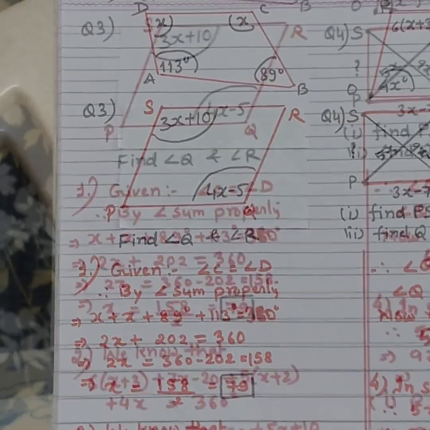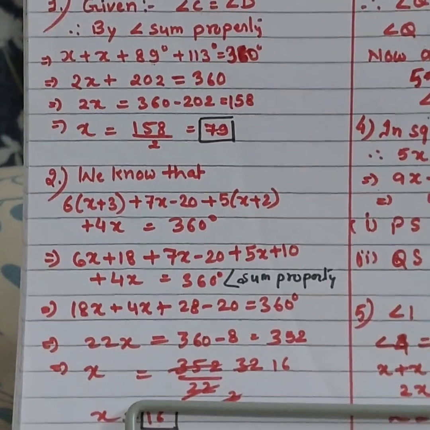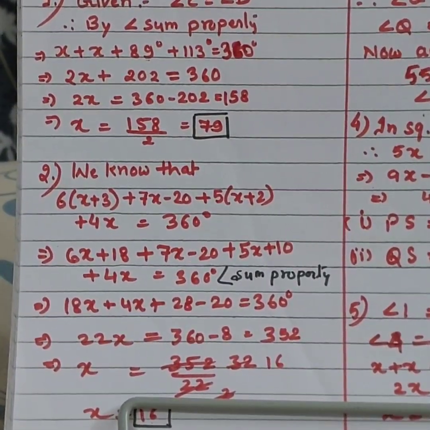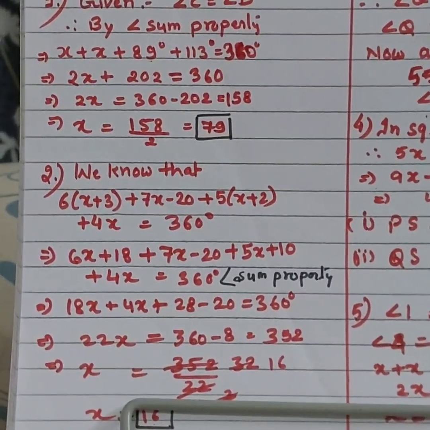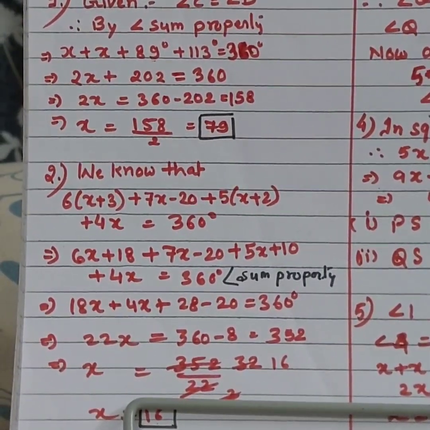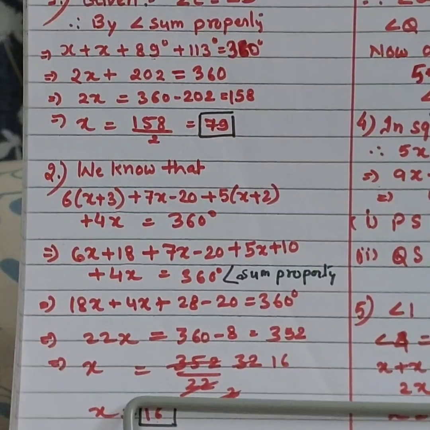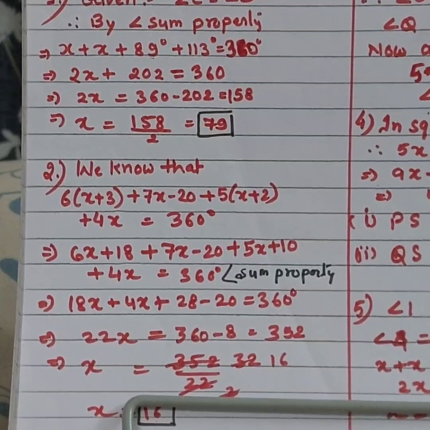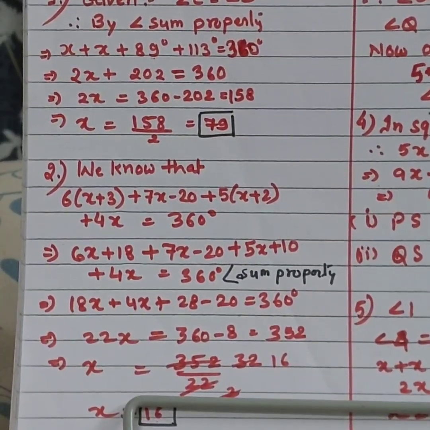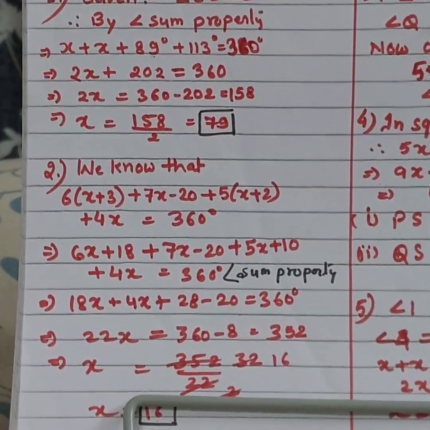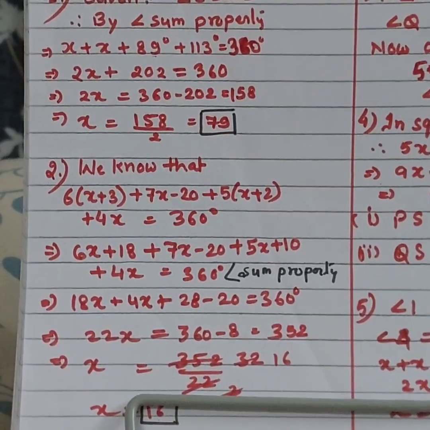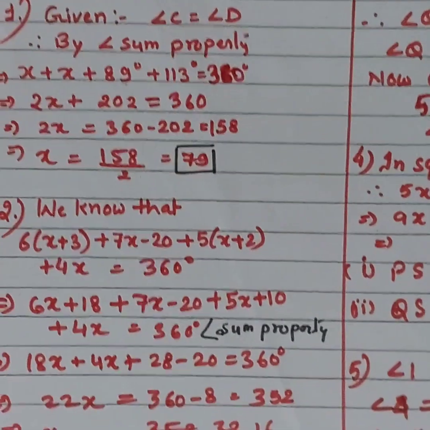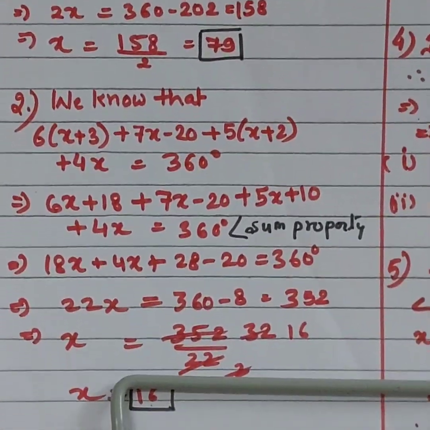Now how to do it? 6x plus 3 plus 7x minus 20 plus 5(x + 2) plus 4x. So you have to add all four angles. That is equal to 360 degrees, right? When you solve it, collect x terms together and numbers together. So 18x plus 4x plus 28 minus 20 equals 360 degrees. You can see the calculation and try to do it by yourself.